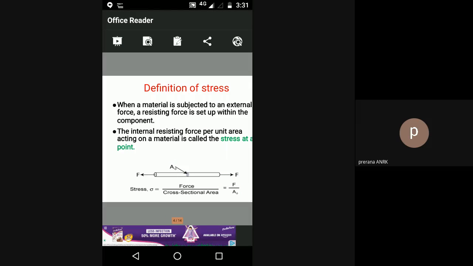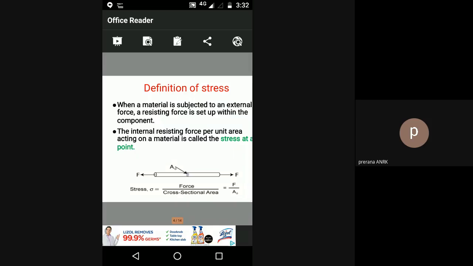That force multiplied with the displacement gives the work done. Don't think like that. If you are applying the load on the member, the stresses will be developed, because the member resists that load. Then the stresses will be developed. Stress means internal resisting force per unit area. That's why we can look at that slide: when a material is subjected to an external force, a resisting force is set up within the component. Otherwise, the stresses will not be developed.